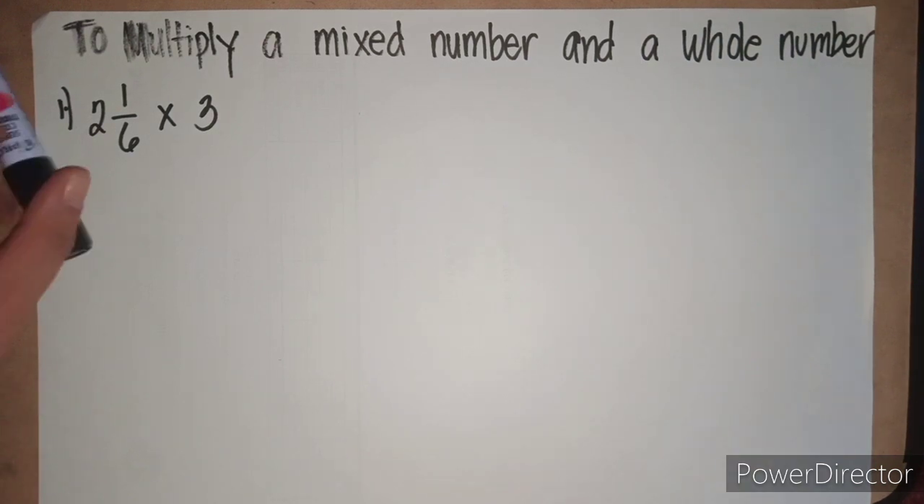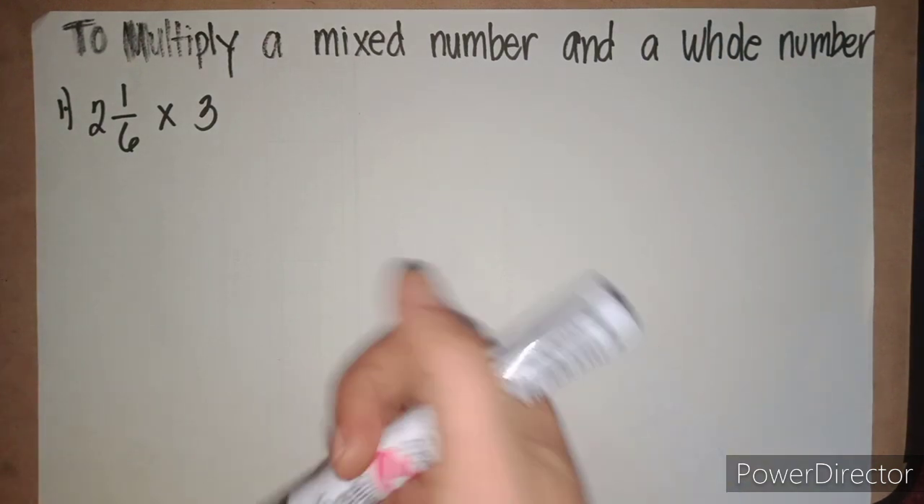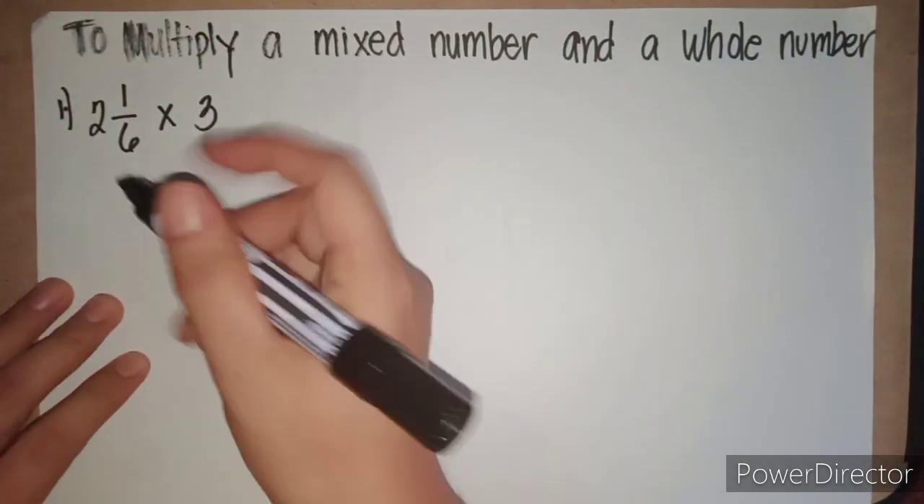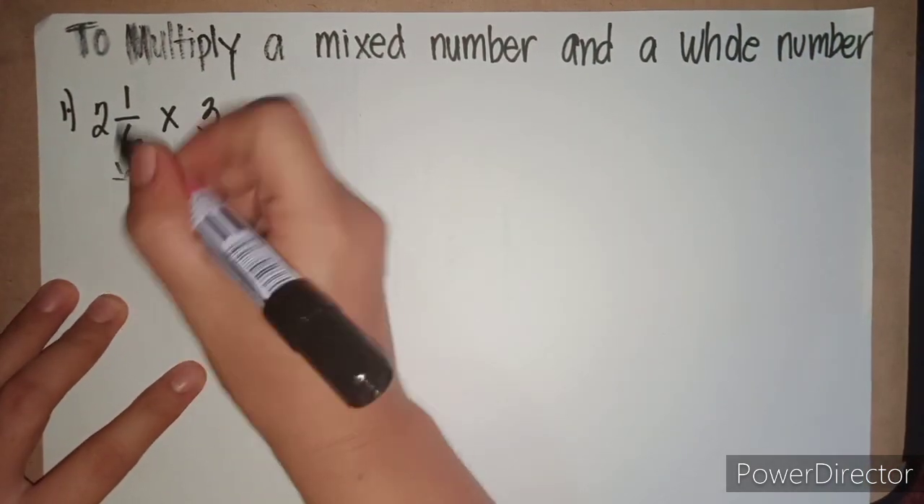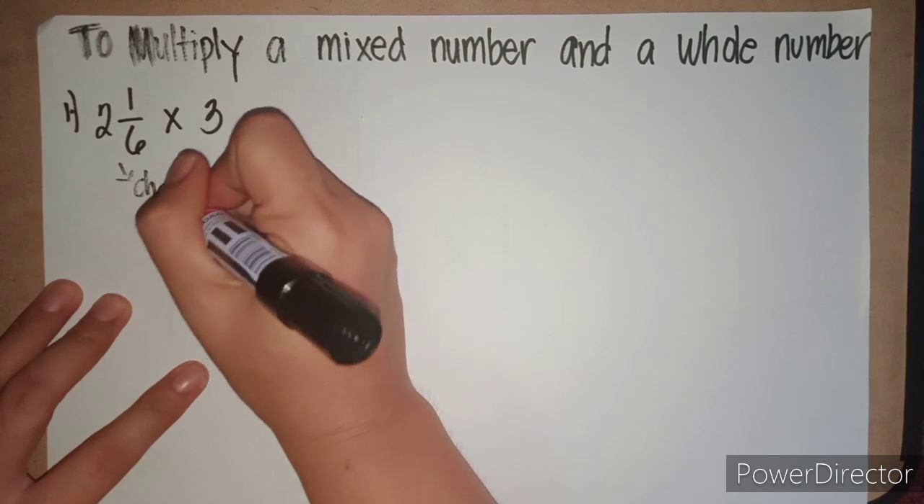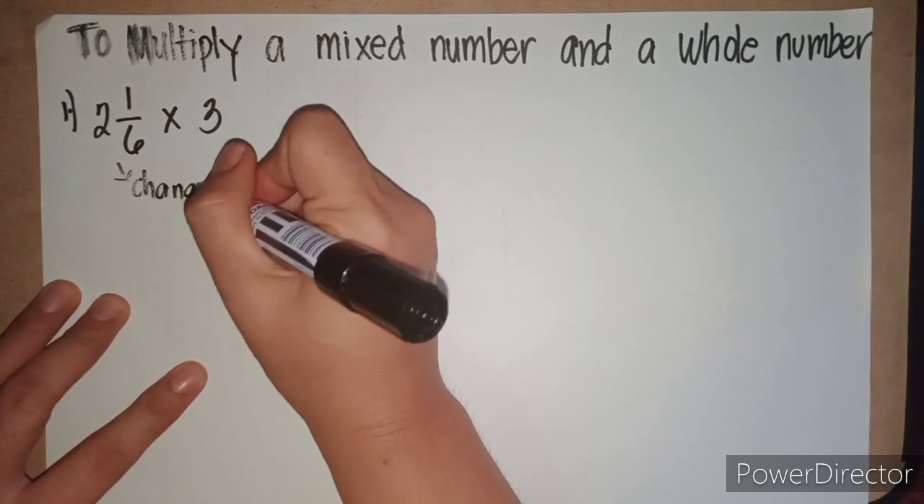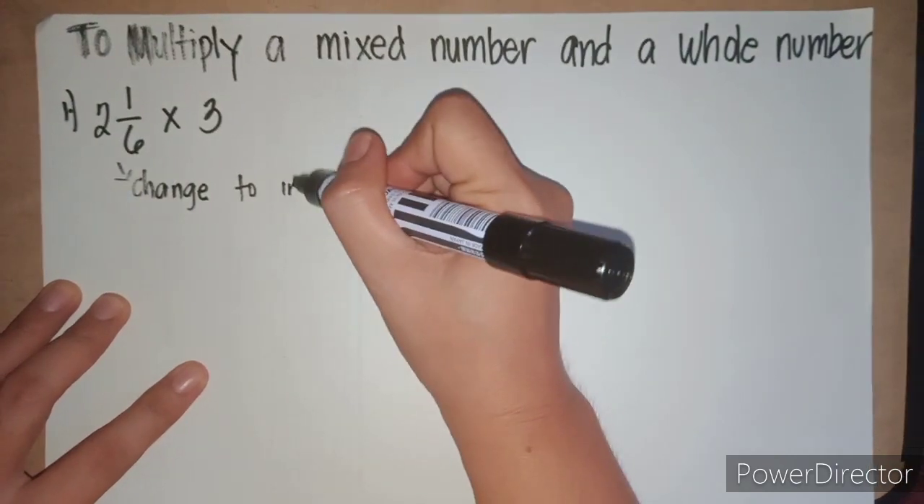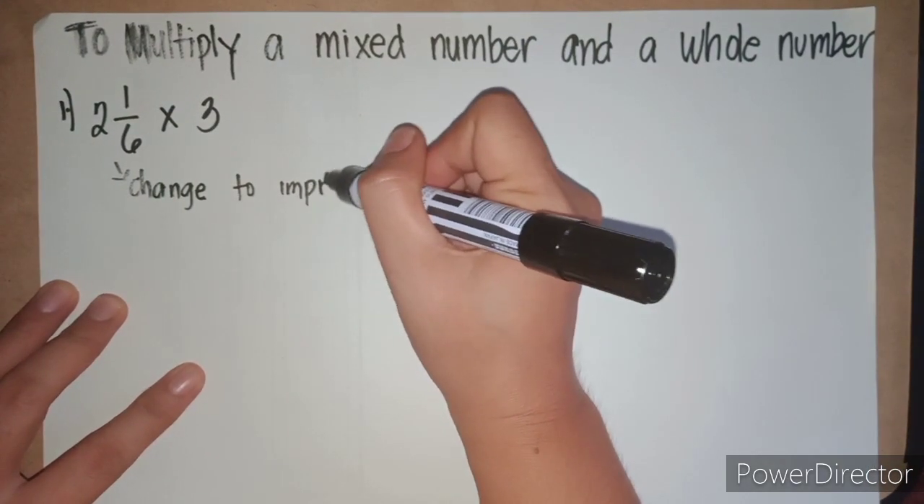Okay, so this is how to multiply a mixed number and a whole number. Okay, number 1 example is 2 and 1/6 times 3. 2 and 1/6 is a mixed number and 3 is a whole number. So the first step is to change 2 and 1/6 to an improper fraction.